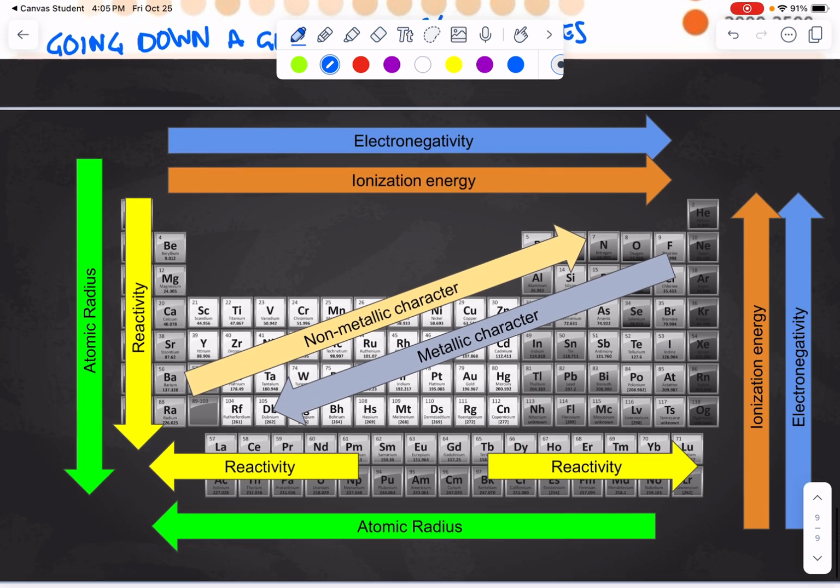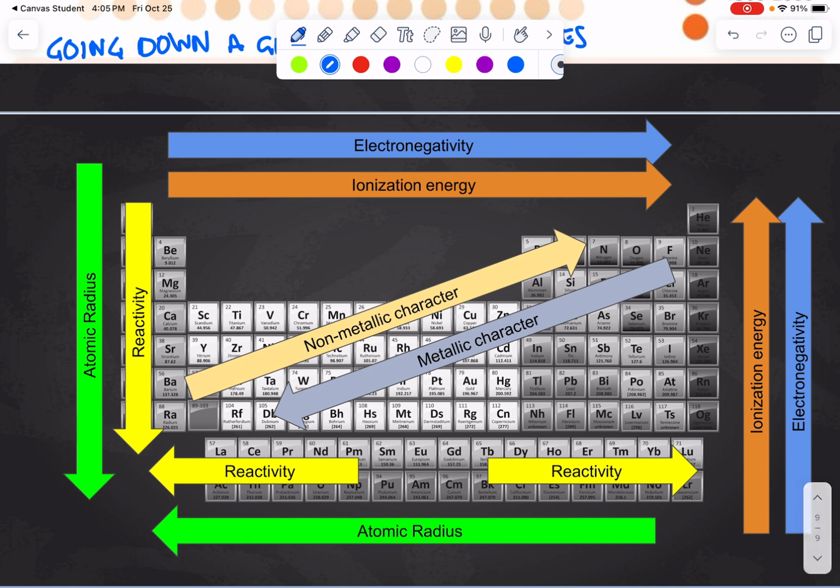Okay, so here is a summary of the trends that we were looking at with your graphing activity. And we'll talk more in class about why reactivity is happening on the edges of the periodic table.